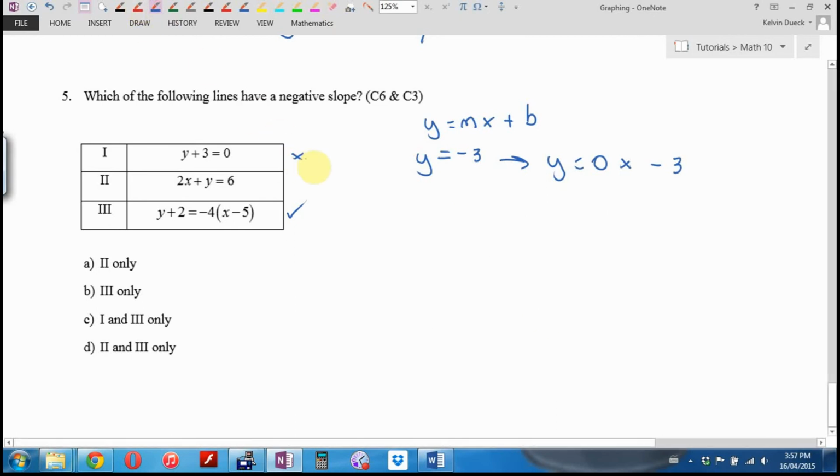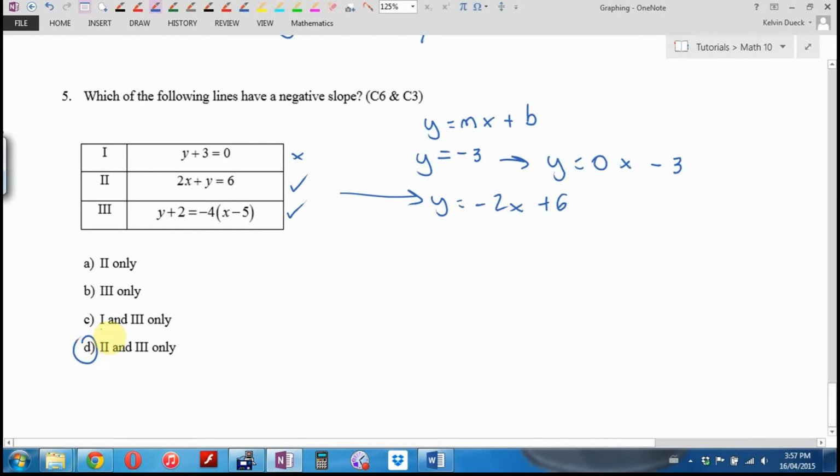How can I figure out the slope of the second line? Same dealio, get the y by itself. How would I get the y by itself? -2x. Okay, I get this. The -2x and then the +6 drops down like a domino. What's the slope of that line? -2. Did you say a negative? Now I zoom out. What's the correct answer? A, B, C, or D? D.